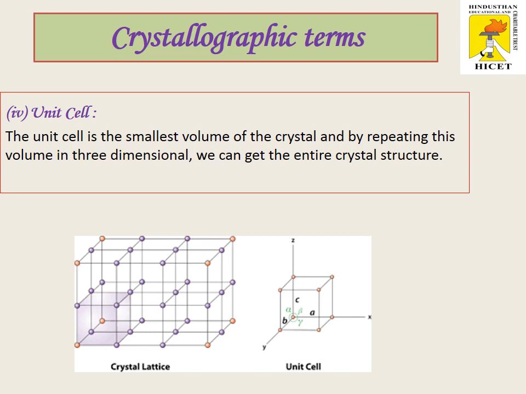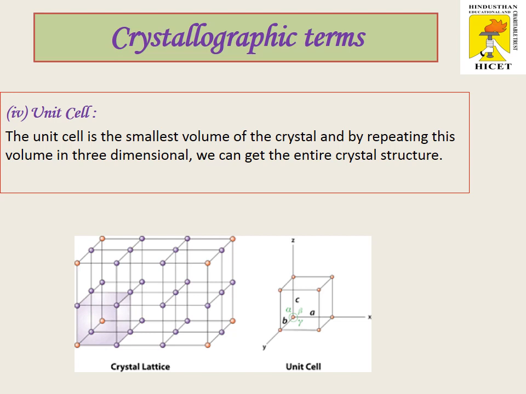The next important topic is the unit cell. A unit cell is the smallest volume of the crystal, and by repeating this in 3 dimensions, we can get the entire crystal structure.